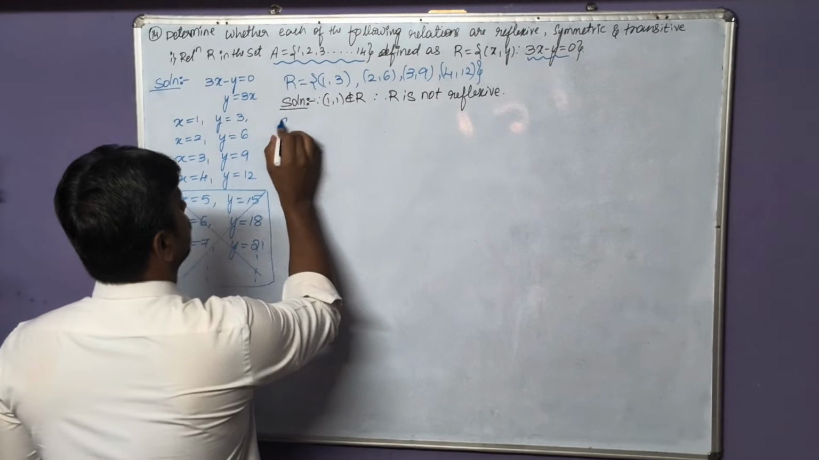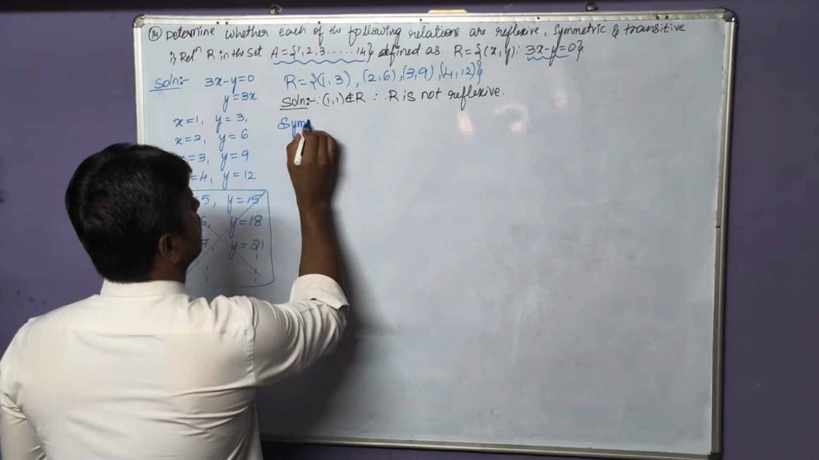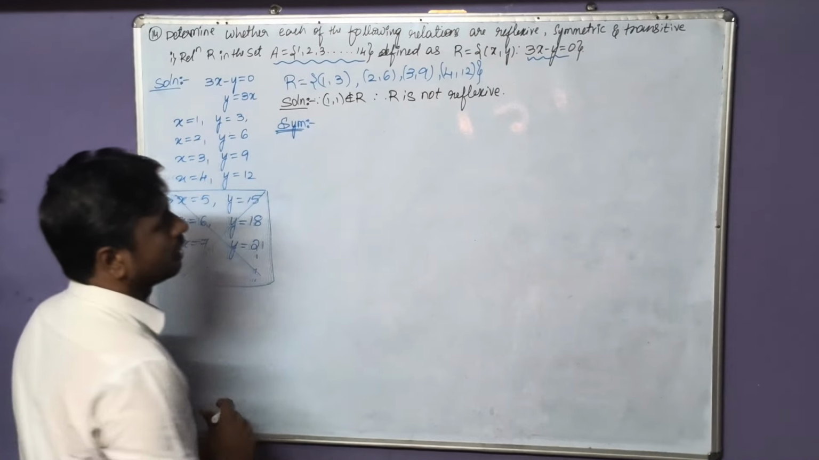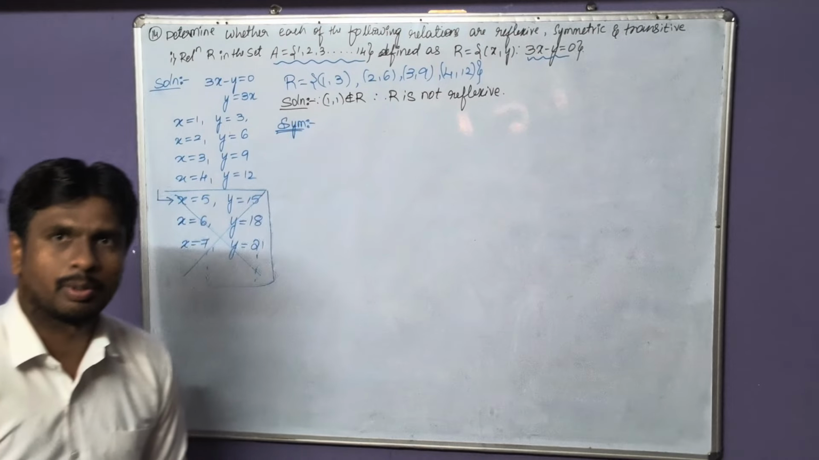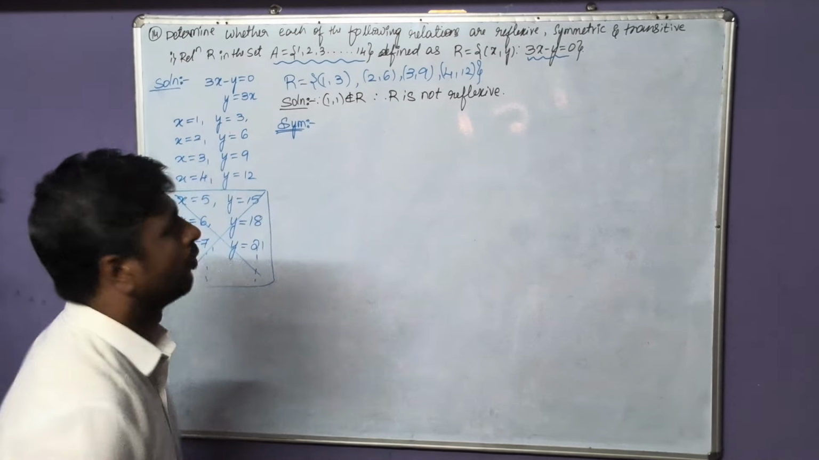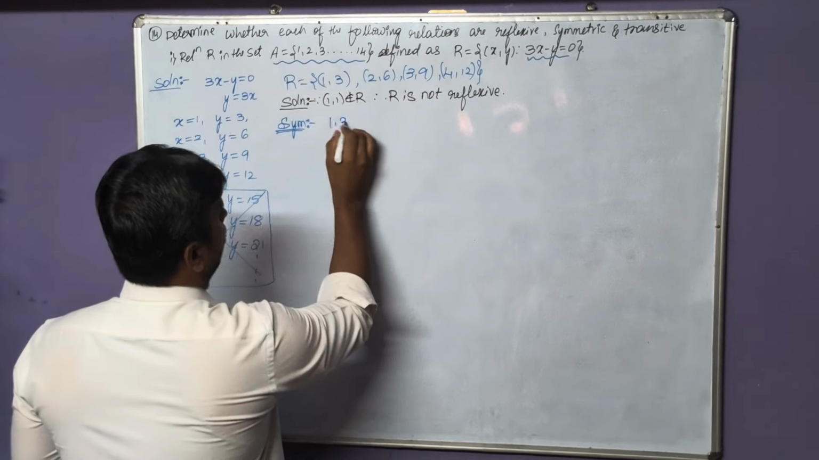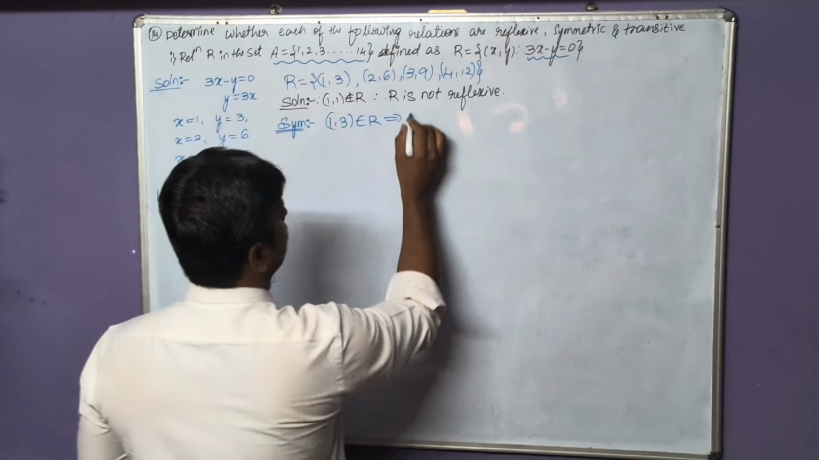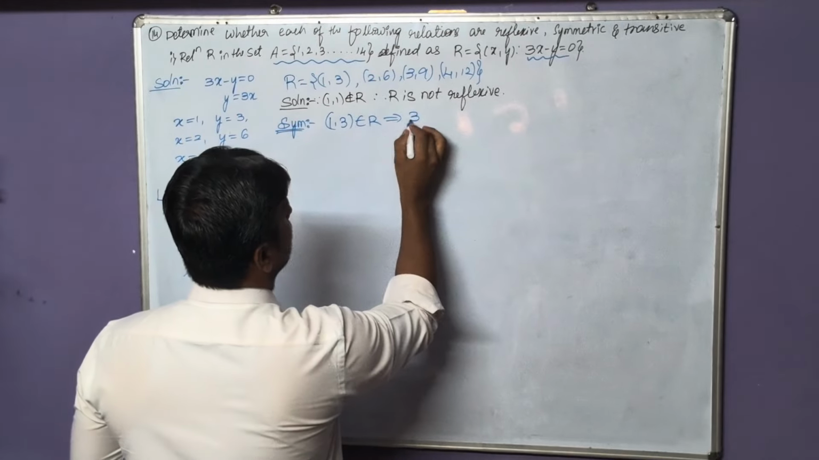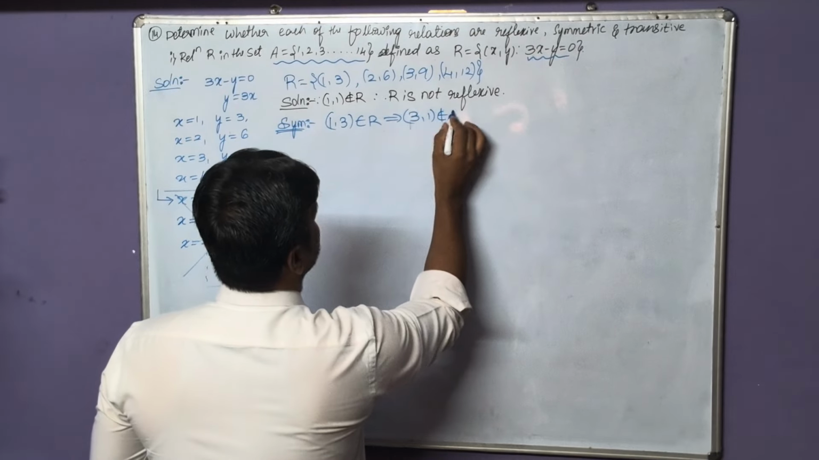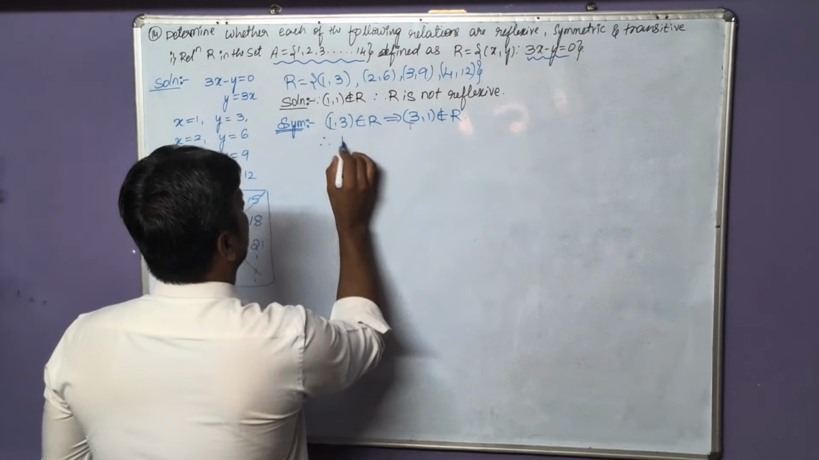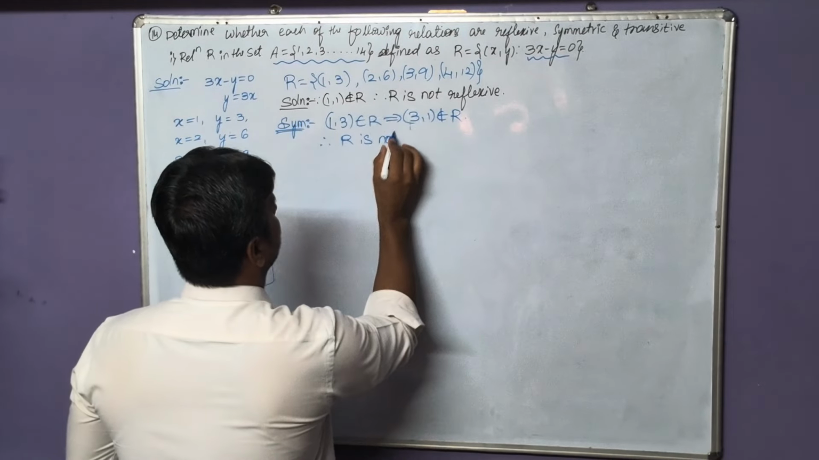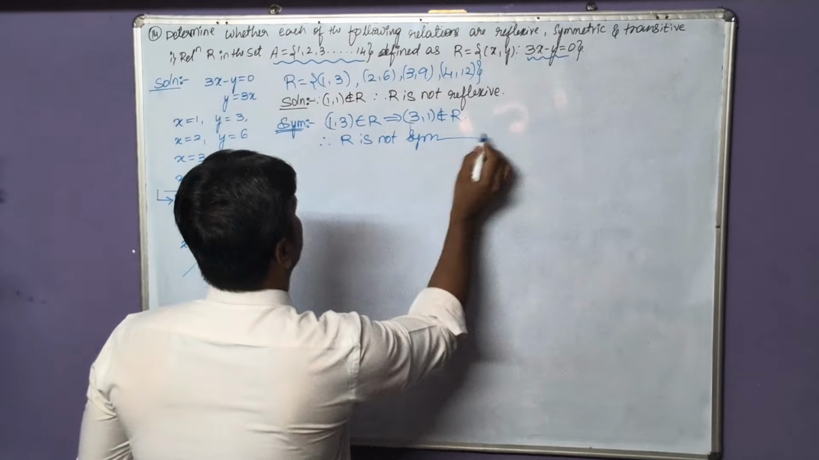Now moving to the next one, that is symmetric relation. Can we say that the given relation is symmetric? Let us cross check. See, we have many non-identical ordered pairs, but we don't have the reverse of the same. For example, 1 comma 3 belongs to R, but this implies that 3 comma 1 does not belong to R. Therefore, R is not symmetric.